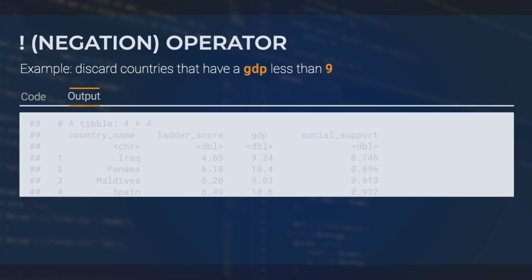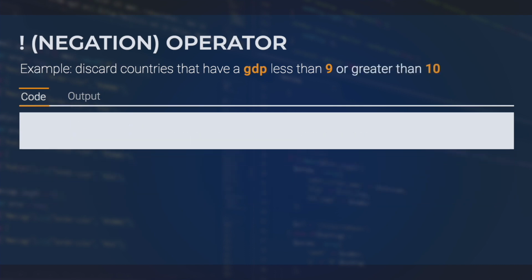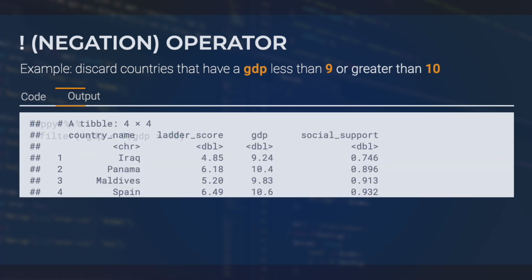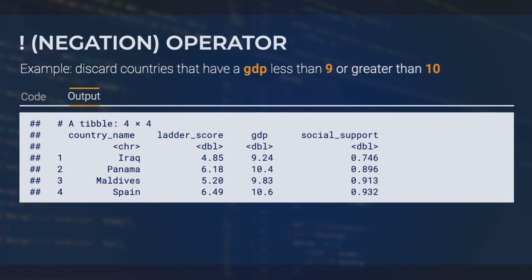What about negating multiple conditions? This is where things can get a little tricky. Say we now want to discard countries that have a GDP that is either less than 9 or greater than 10. It looks like this should work. We state our conditions and place an exclamation mark before them. But when we take a look at the output, we see that something looks off. We're supposed to only retain countries that have GDPs that are between 9 and 10, but both Panama and Spain have GDPs that are above 10.